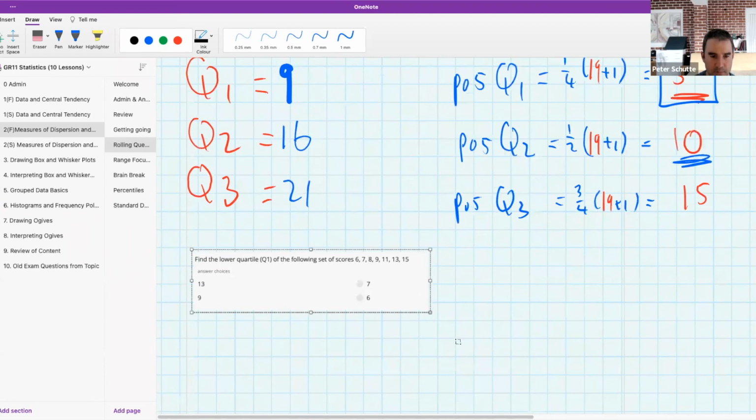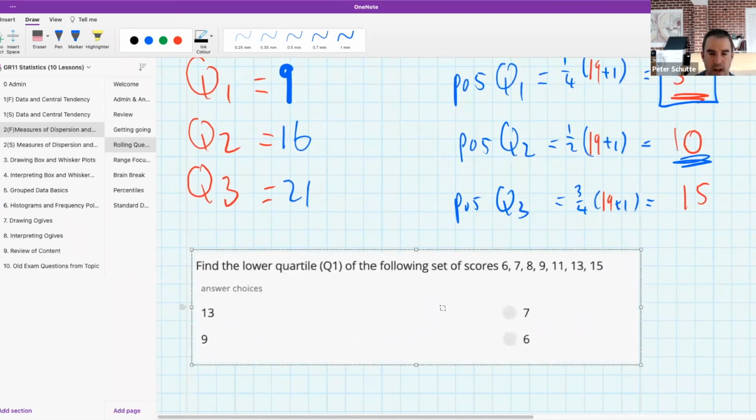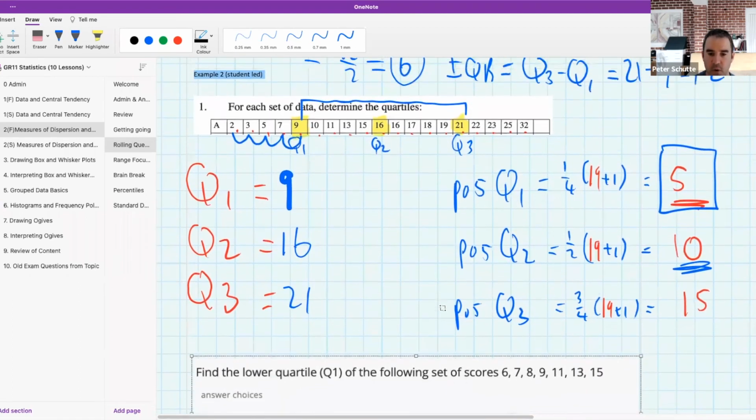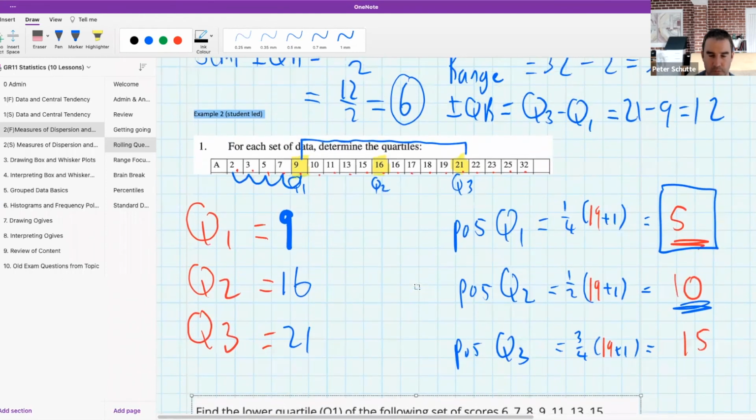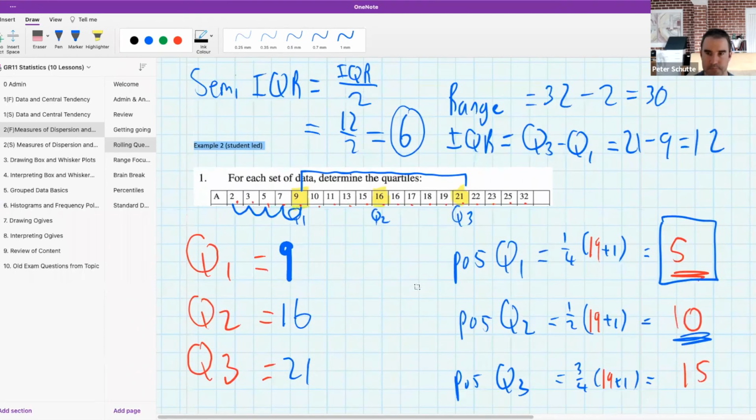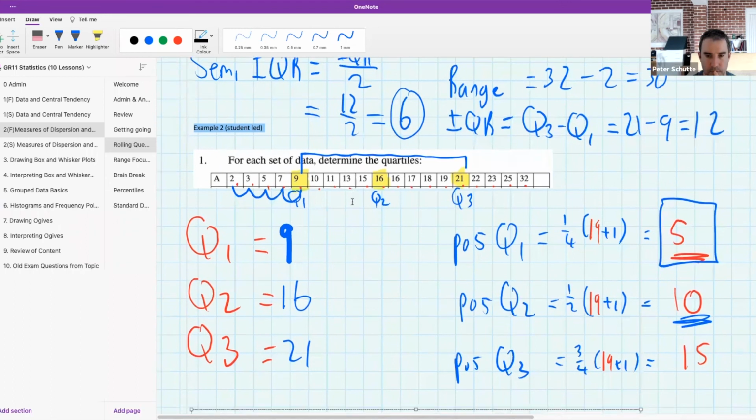Okay, let's do some multiple choice. In fact, before I move on, are there any questions or comments about this example? Mr. S, yeah. Hello says that he or she got 9.5 for Q1 and 21.5 for Q3. Could you quickly please explain again?